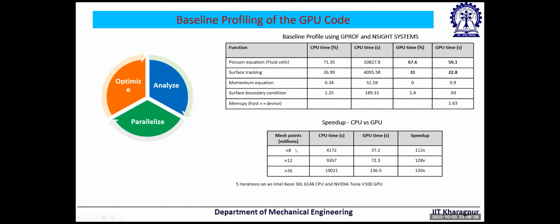And overall, as we increase the mesh size, we start getting very good speed up on GPUs after the baseline OpenACC acceleration. And for 26 million mesh points for an arterial flow problem, we get around 139x speed up on a Tesla V100 GPU compared to Intel SKL CPUs.